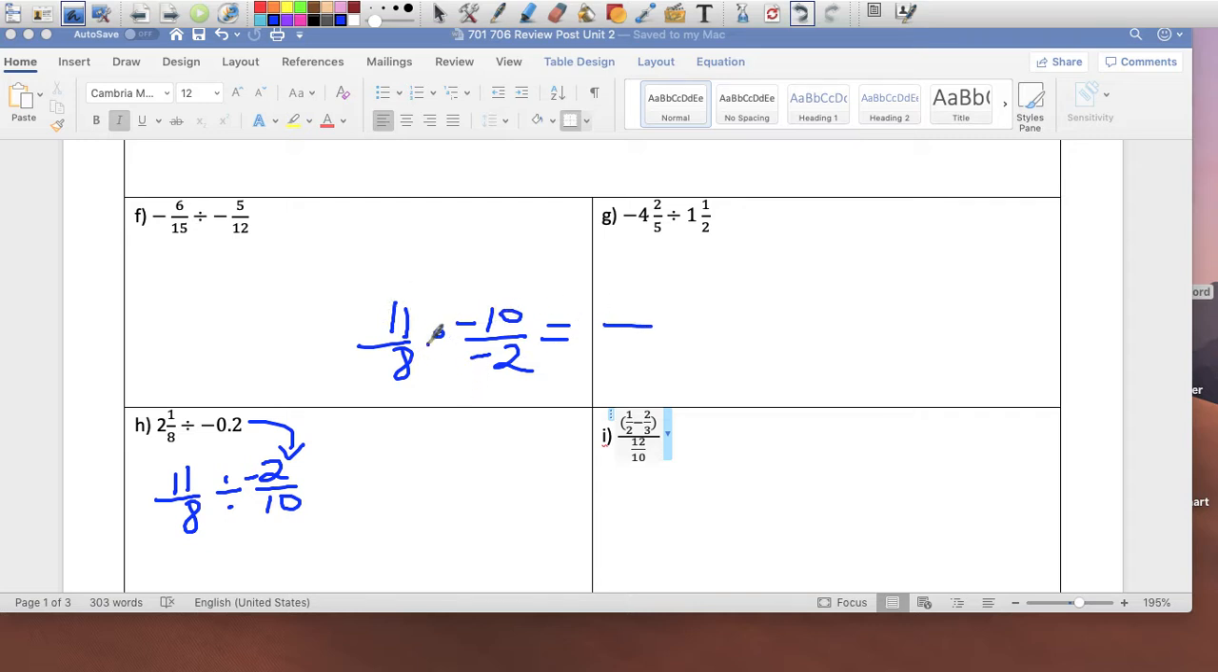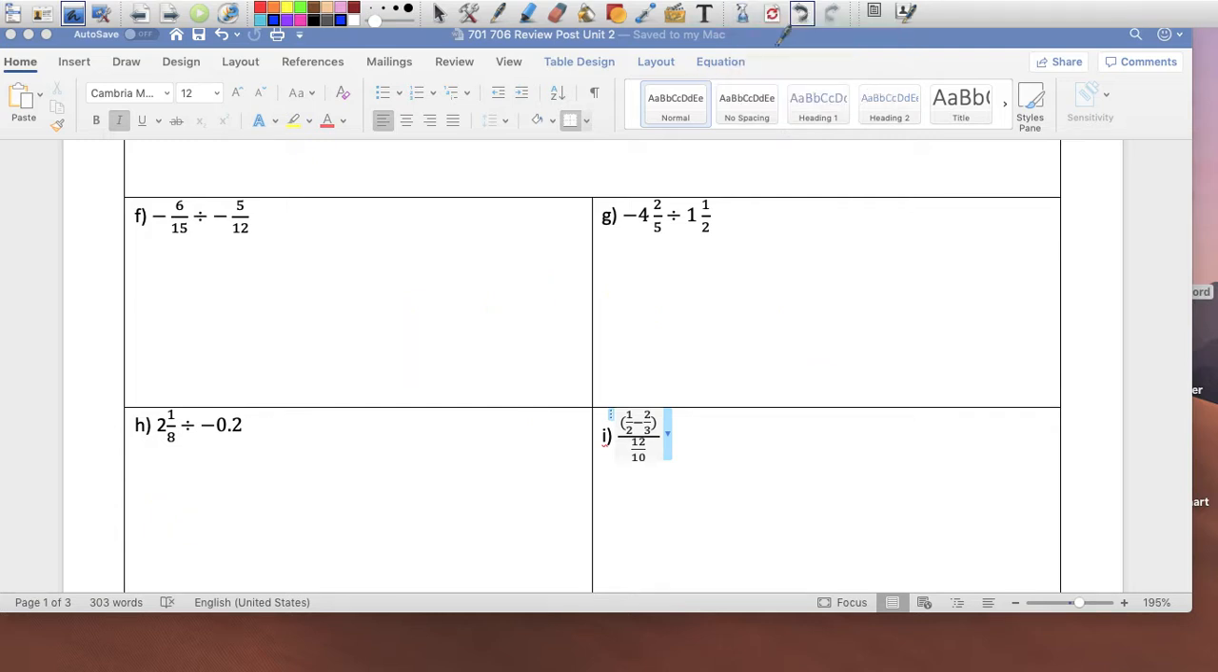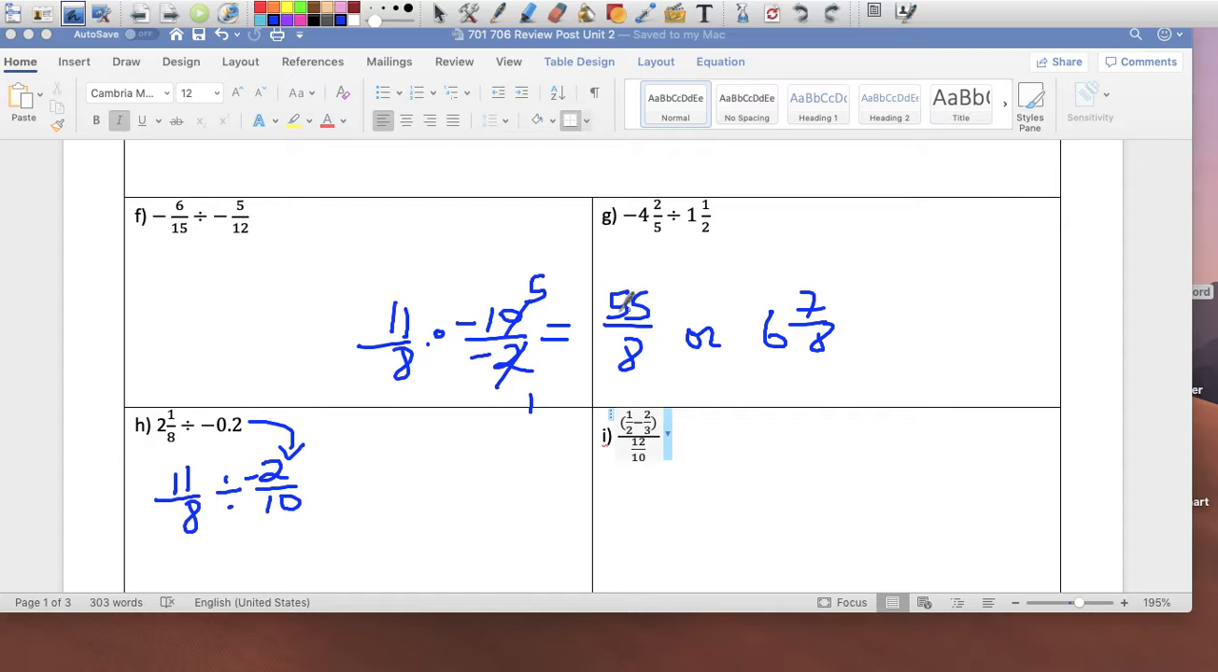And can I simplify? I can. I can simplify this one, and this becomes 5. So it's 55 over 8, or 6 and 7 over 8. Okay? But negative. Let me go back here. It should be negative.